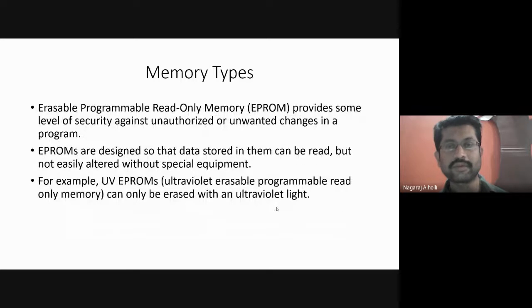Erasable programmable read-only memory. Here, using some phenomenon such as ultraviolet light, the data stored in the memory may be erased. So such type of ROM memory is called erasable programmable read-only memory. Erasable means we can erase the data stored in ROM memory with the help of certain specialized mechanisms, such as by using ultraviolet light to fall on the chip.